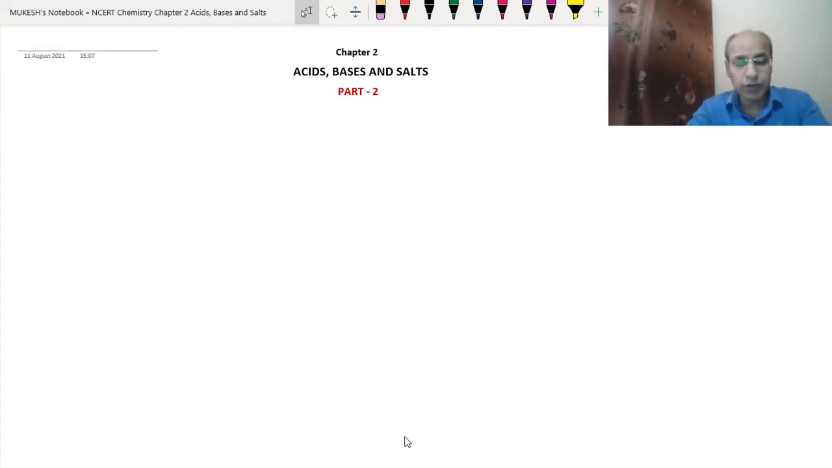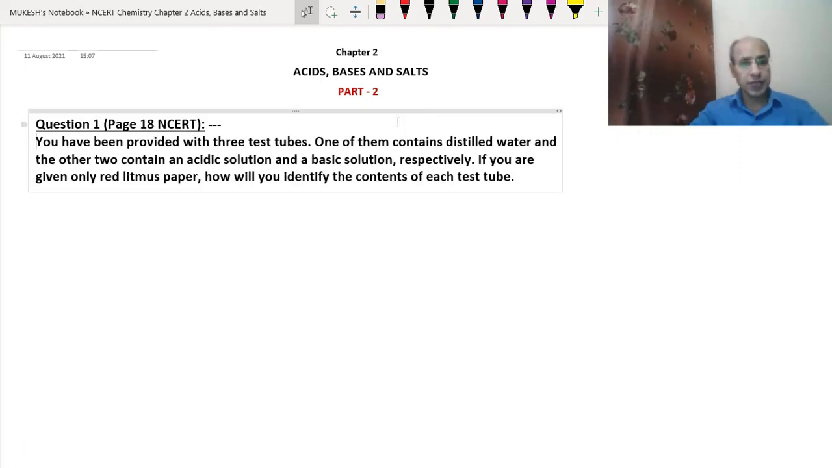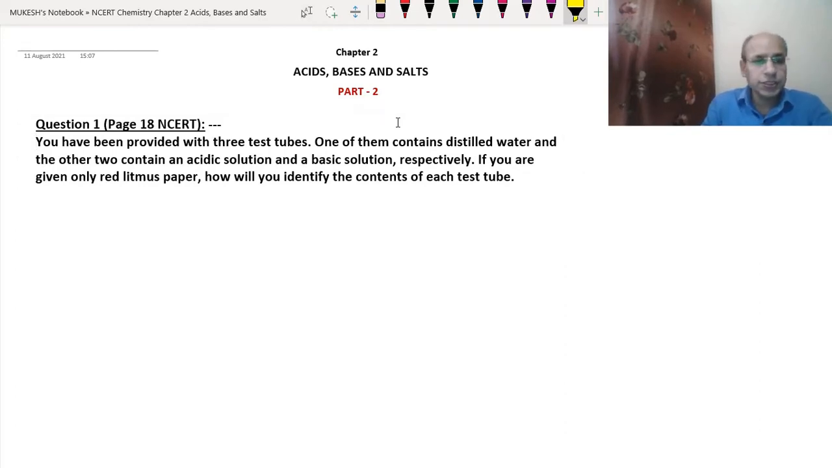Let's do one question on acid base indicators. This question is from the NCERT book. In this question it is given that you have been provided with three test tubes. One of them contains distilled water, the other two contain an acidic solution and a basic solution respectively. If you are given only the red litmus paper, how will you identify the contents of each test tube?